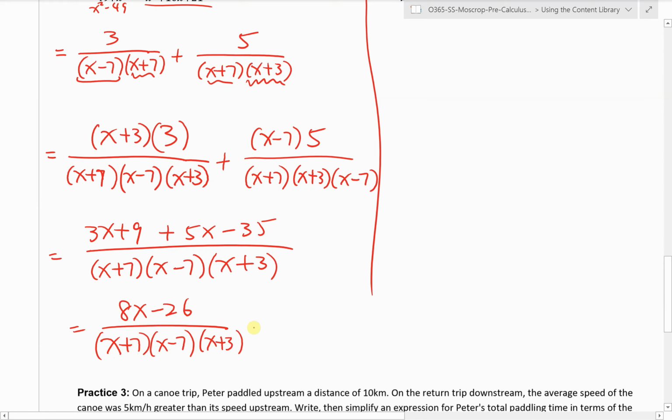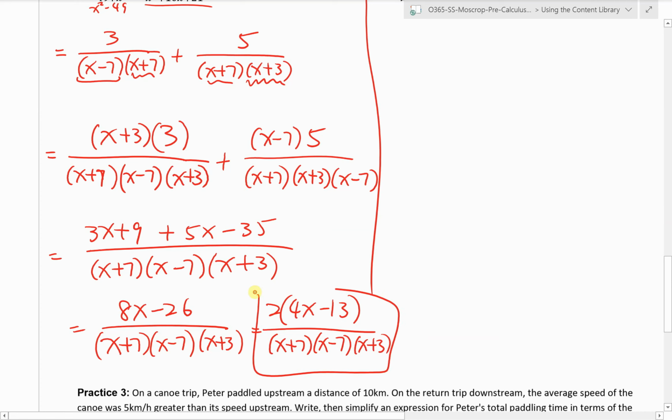Notice this is factorable, so I would factor that. I can divide everything by 2, and this is what I get for my final answer. Unfortunately, I cannot reduce anymore, but that's okay. This will be our final answer.